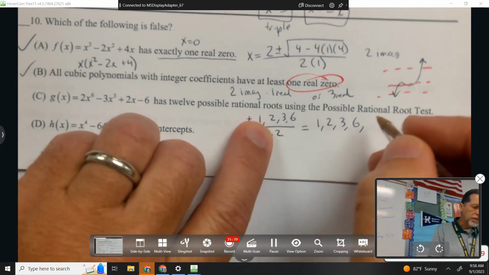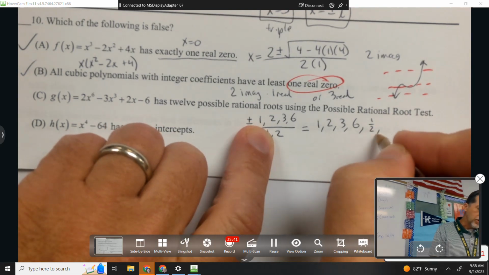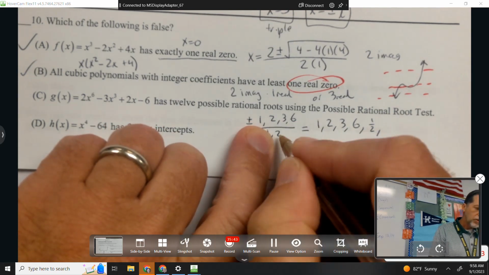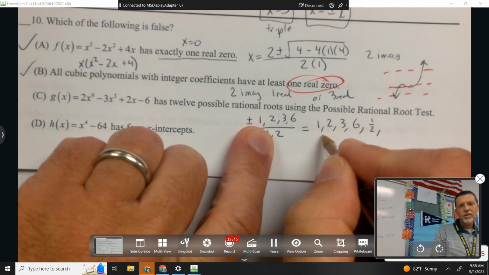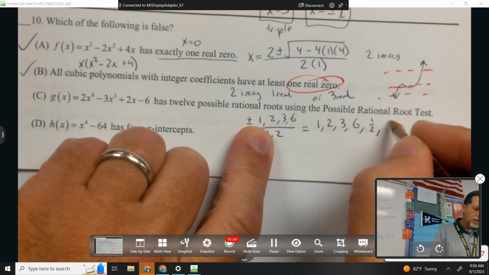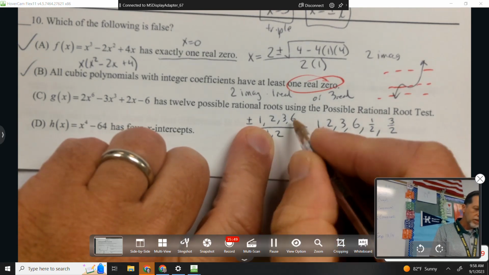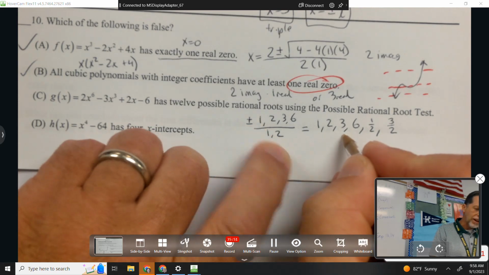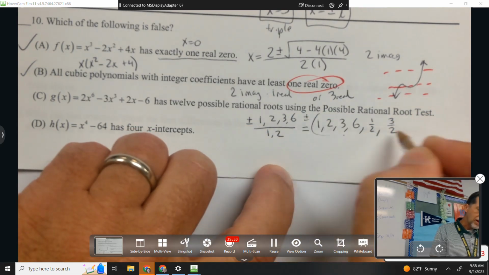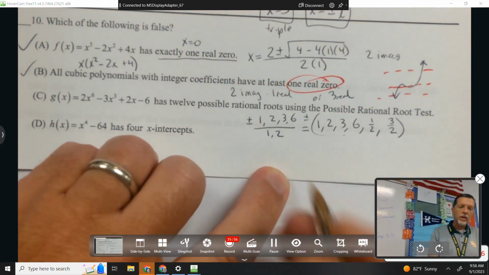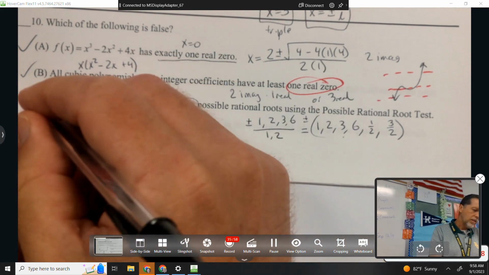Now let's put them over 2. 1 over 2. 2 over 2 we already have, so I'm not going to rewrite 2 over 2. 3 over 2. 6 over 2 is 3, I've already got that one. And plus or minus all that. So it is 12. So it's got to be D.